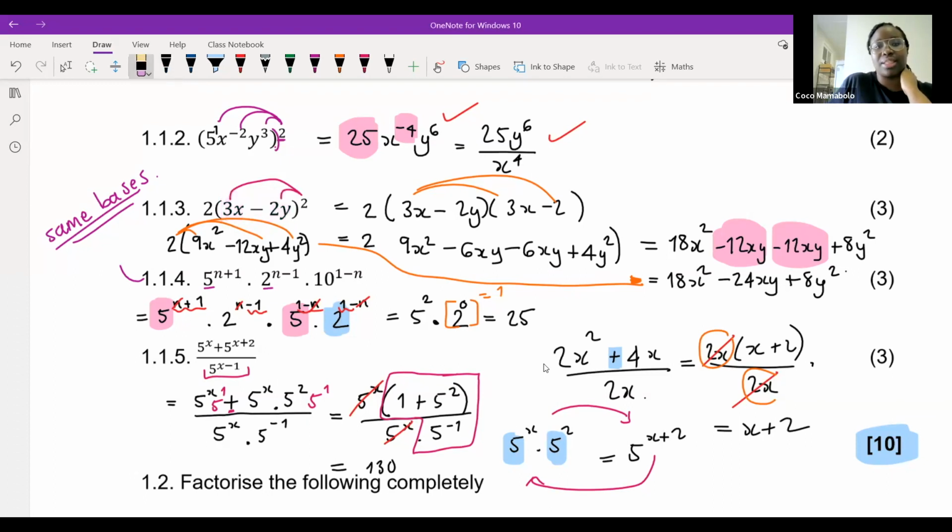Okay, so here's the difference. Let's look at the difference between 1.1.2 and 1.1.3. Now, in point 2, this whole thing is one term because everything is being multiplied to itself.